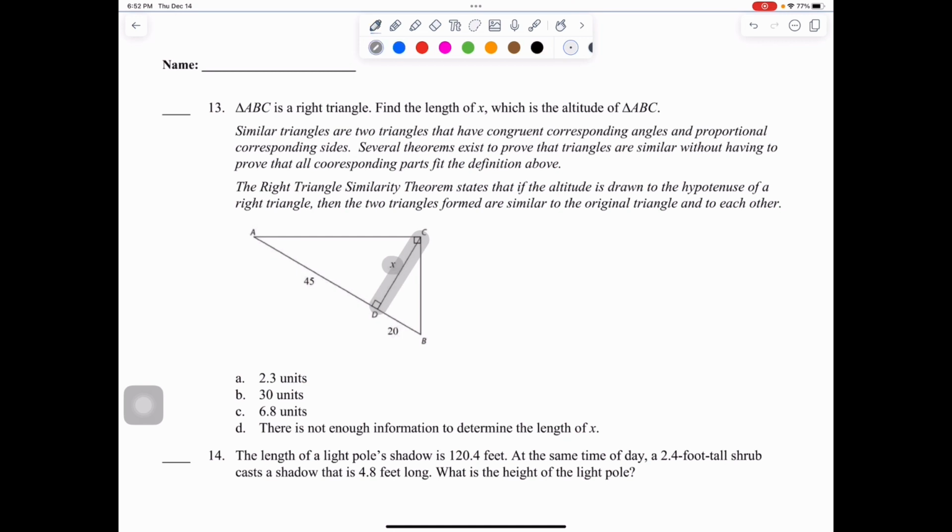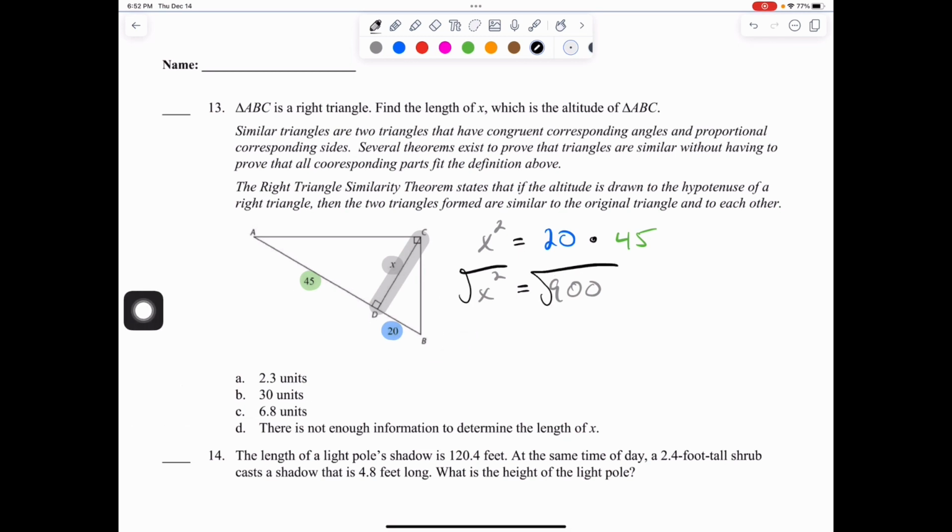So let's just go ahead. Let me get my gray out since we highlighted that in gray. Equals, and then we will just do side of 20 times our other side. We'll put that in green, of 45. Okay, so then we will get x squared equals 20 times 45, which gives us 900. From here, to get x by itself, we have to take the square root of both sides, giving us x equals 30. Go ahead and circle your answer.